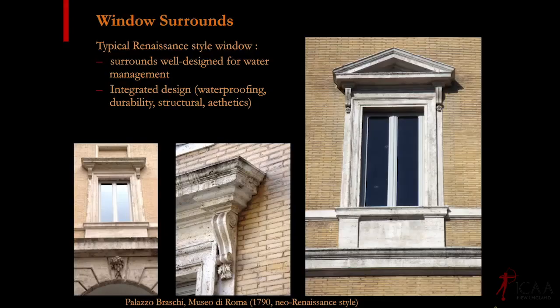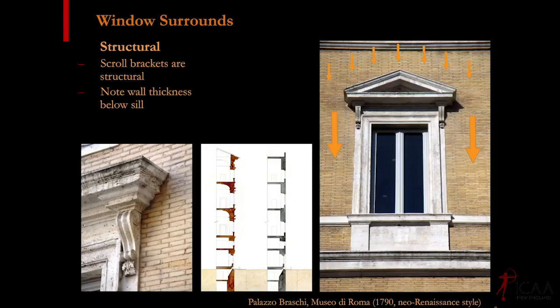So this is actually from a neo-Renaissance building from 1790, not from an original Renaissance building. This is the Palazzo Brosky, which is one of the branches of the Museum of Rome. It's right near Campo dei Fiori. So structurally, these scroll brackets are actually functional. They're helping to hold up that projecting lintel. The beautiful pediment is structural. This is shedding all the gravity load from this very thick wall.